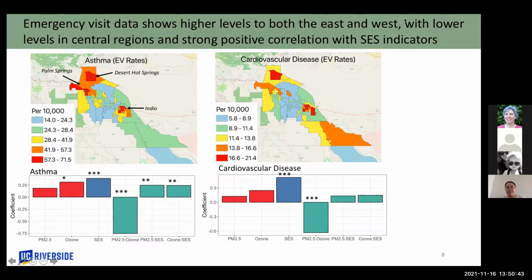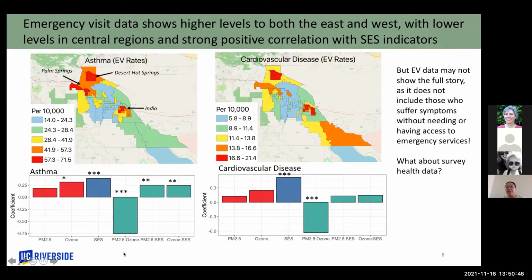However, the EV data may not tell the full story because it captures a very extreme situation. The emergency visitation data doesn't include the people who are suffering some symptoms but don't need to go to the emergency department, or don't have access to emergency service. So in this case, we introduced our survey data, which includes many different types of medical behaviors, not only limited to the emergency department.